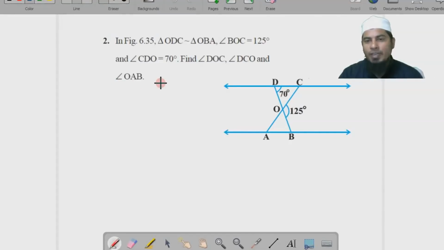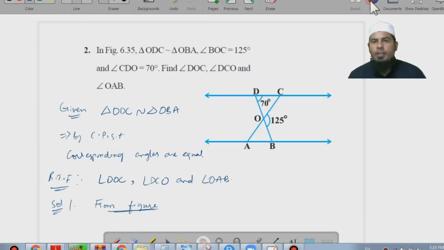All the angles we can find, because these two triangles are already similar. We can apply CPST. Here we need to find angle DOC, DCO and OAB. We have to use all our basics and similarity criterion, CPST also. Corresponding parts of similar triangles will be used here. Now in the figure, when we are finding angle DOC, if we keenly observe, DOC and COP are a linear pair, meaning they are making a straight line. If we add, we have to get 180. That property we can use and find DOC.